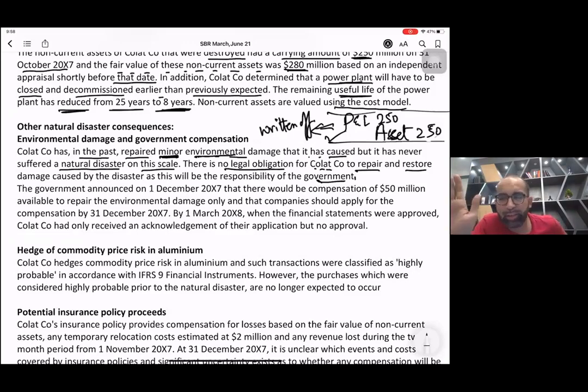This is the first time of the disaster. So no legal obligation as well as no constructive obligation, because we haven't done any announcement. We don't have any past practices, or we don't communicate through our act. So in this first paragraph, we are not responsible for anything. So no provision is required. Are you getting?